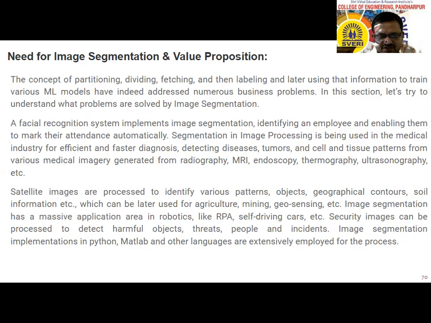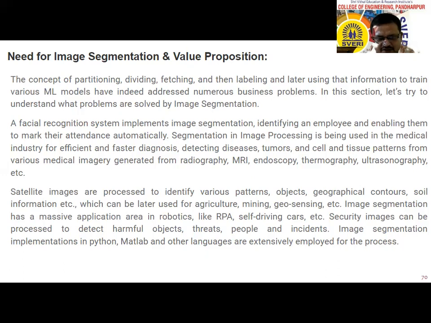A facial recognition system implements image segmentation, identifying an employee and enabling them to mark their attendance automatically. Segmentation in image processing is being used in the medical industry for efficient and faster diagnosis, detecting diseases, tumors, and cell and tissue patterns from various medical imagery generated from radiography, MRI, endoscopy, thermography, ultrasonography, etc.